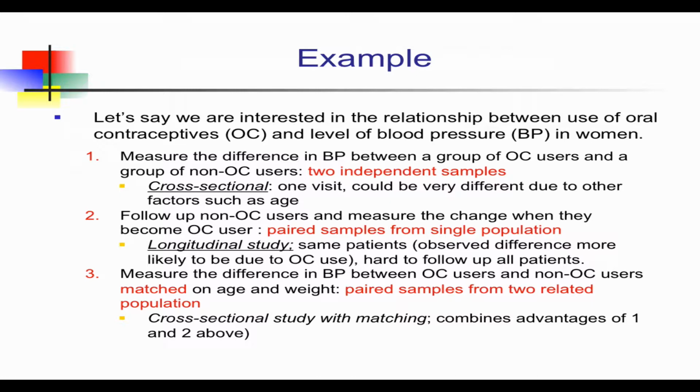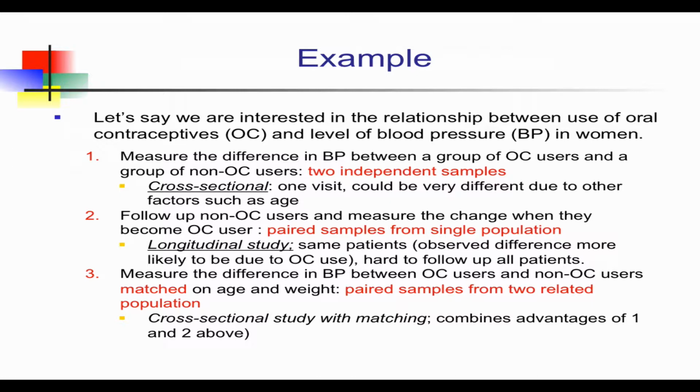For example, if you're interested in the relationship between the use of oral contraceptives and the level of blood pressure in women, you could have all different designs. The first design, which is probably the most straightforward, is to randomly sample blood pressure from women taking the OC, and then do the same for another random sample of women who do not take the OC.